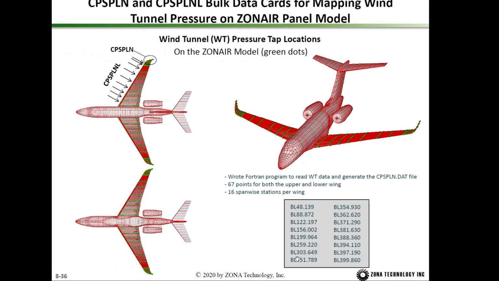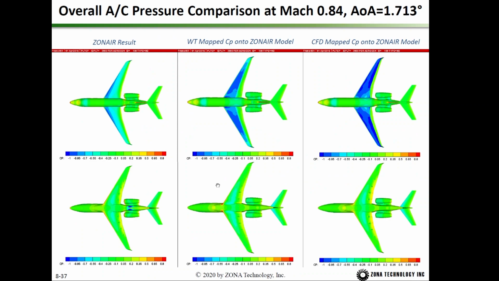Next, we also have the wind tunnel measured CP. The measured CP on the wing is available at those span stations. So we use a spline L for the wing, and the CP spline for the winglet. And so we have three sets of solution. The first is the ZONAIR computed CP contour. The next is the wind tunnel CP mapped onto the ZONAIR panel model. The third is the CFD CP mapped onto the ZONAIR panel model.